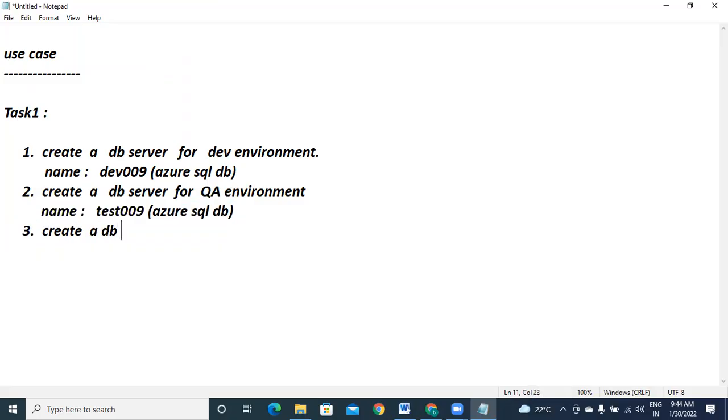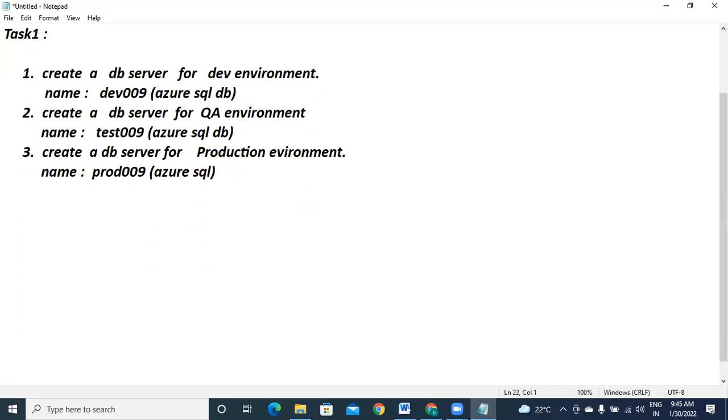And create a DB server for production environment. Your name should be prod009. This is also Azure SQL. These are the 3 servers.